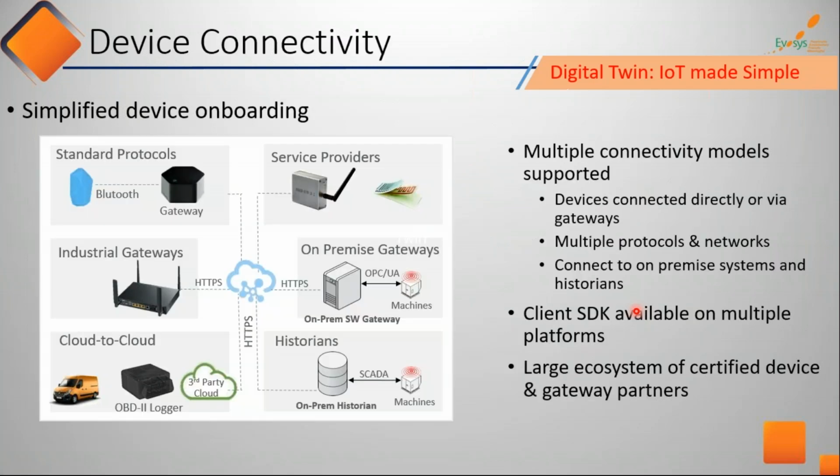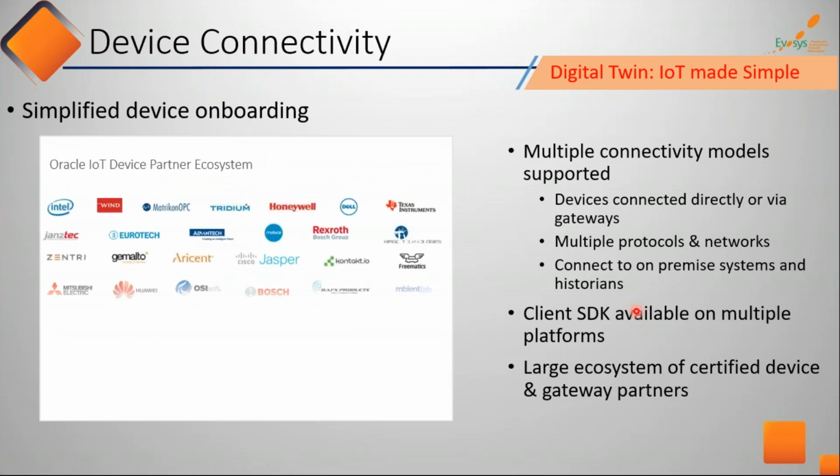To do that, Oracle IoT Cloud Service provides a very simplified device onboarding process. It supports most of the major protocols available in the market. It connects with any of the device technologies and device networks. It can connect to Bluetooth, industrial gateways, SCADA and PLC systems, third-party service providers, and out-of-the-box OBD2 dongles that come with the fleet. It supports multiple connectivity models. Oracle IoT provides client SDKs, which help you build your own libraries that can be deployed into these devices to generate the data. Oracle also has a large ecosystem of certified device and gateway partners who provide devices supported by Oracle IoT Cloud and can get you started quickly with your device onboarding.